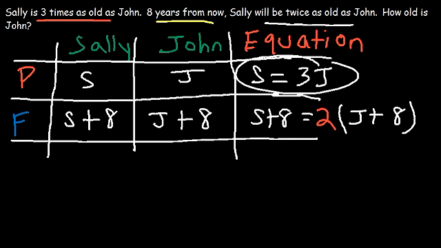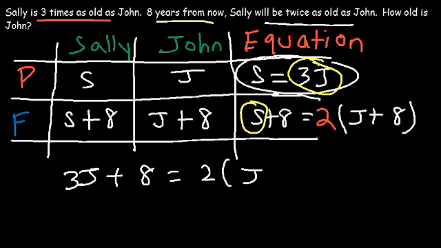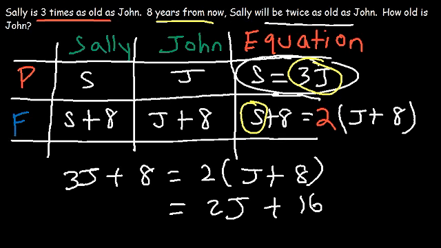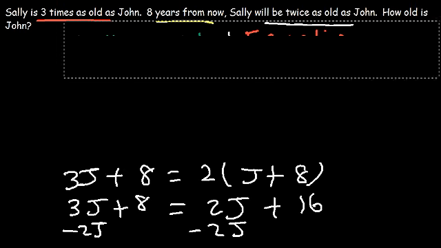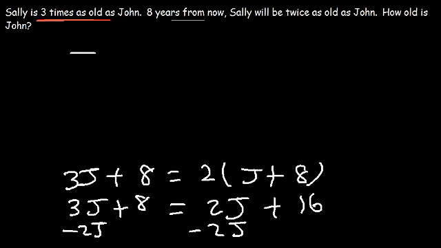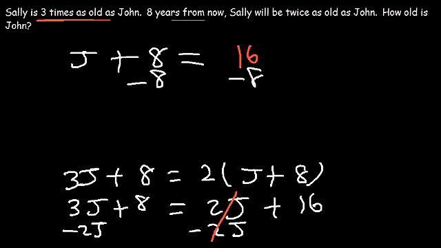So let's use substitution. Let's replace S with 3J since S is equal to 3J. So we're going to have 3J plus 8 is equal to 2 times J plus 8. On the right side, let's distribute the 2. So it's going to be 2J plus 16. If we subtract both sides by 2J, 3J minus 2J is J, so it's going to be J plus 8 is equal to 16. And if we subtract both sides by 8, we will get John's age. So John is 8 years old.